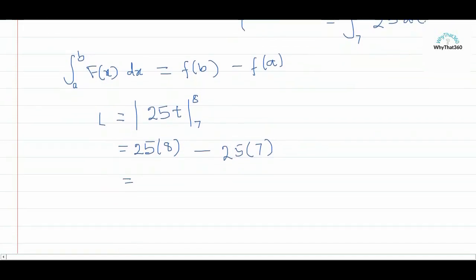We evaluate this. 25 times 8 will be 200, minus 25 times 7, which is 175. We simplify this. 200 minus 175 will be 25. Therefore, the length of the arc, or the arc length, is 25 units.